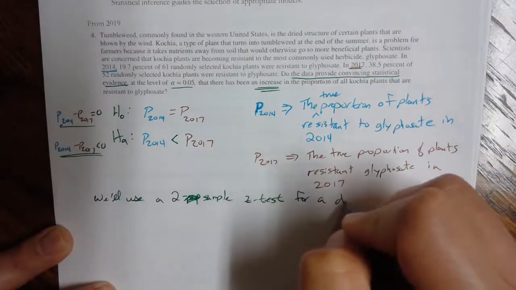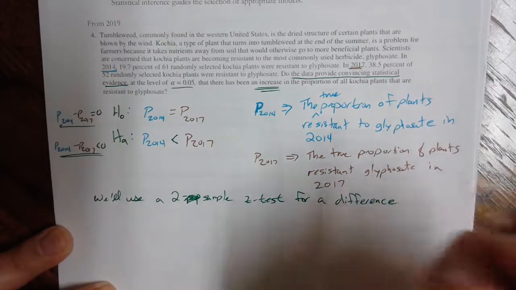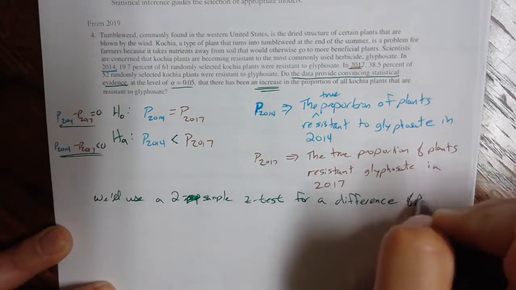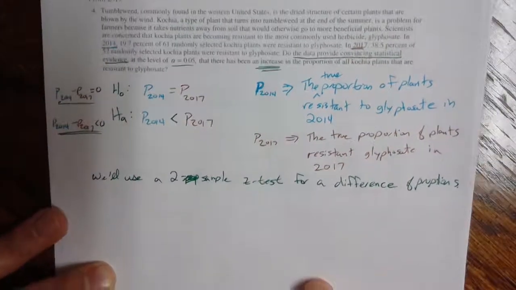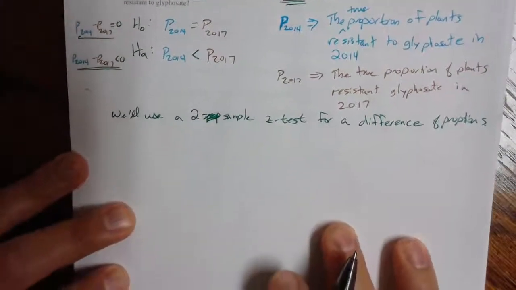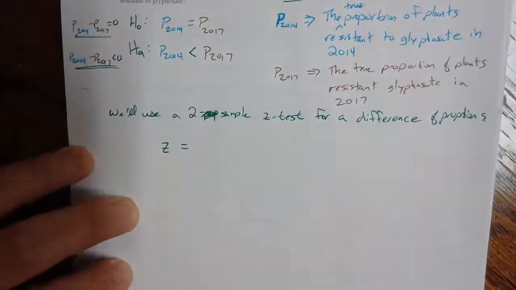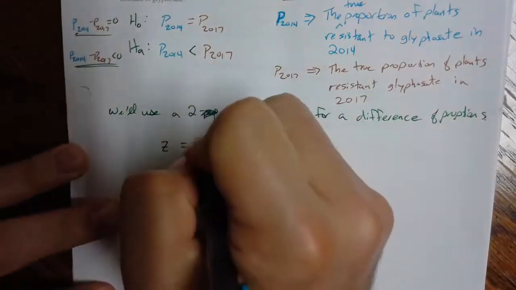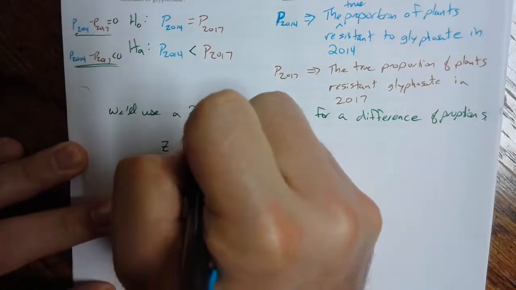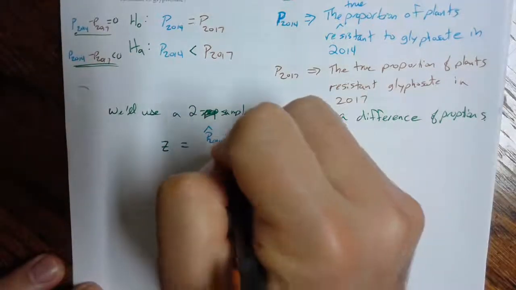And we can do this with either the words or the formula. I'm going to do both, actually. So the formula looks something like this. We're going to have a z-score here. And in order to calculate our z-score, what we're going to use is the proportion from 2014, and we're going to subtract the proportion from 2017.